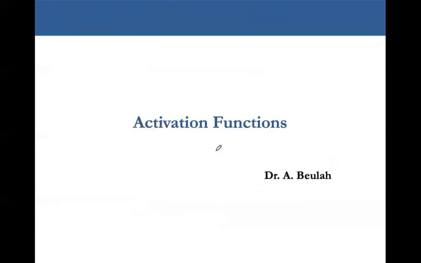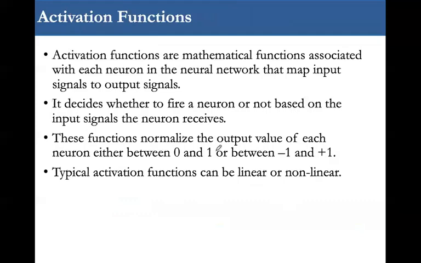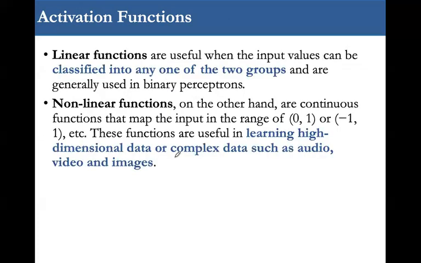Now we'll look into the activation function. What are all the activation functions which can be used in the neural network? Activation functions are the mathematical functions associated with each neuron. It decides whether to fire a neuron or not based on the input signals the neuron receives. These functions normalize the output value of each neuron either between 0 and 1 or between -1 and +1. Typical activation functions can be linear or non-linear. We'll see about the linear functions and non-linear functions.